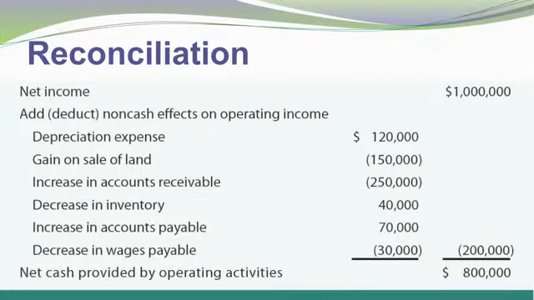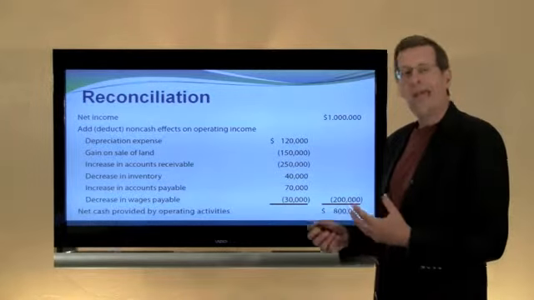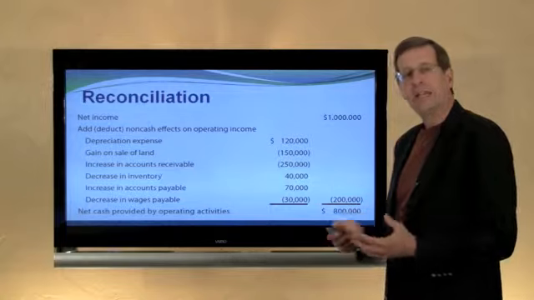And you can see we have various adjustments, adds and subtracts, to come up with $800,000 cash from operating activities. This is exactly the same amount that we came up with under the direct approach, but calculated in a different fashion. And so let's consider why we would be adding and subtracting things to come up with operating cash flows.